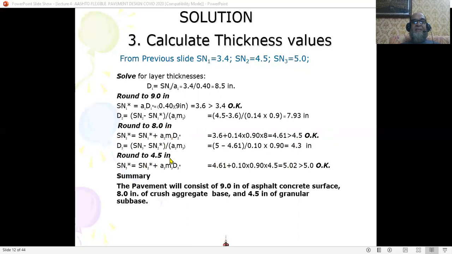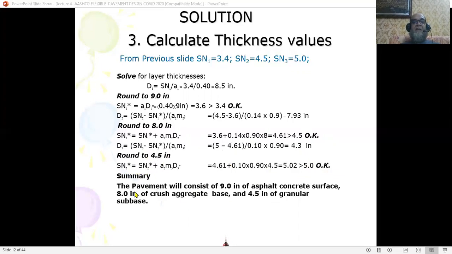Last but not least, we will be interested in knowing SN3 as the D3 value. Again, we will use this relation. It comes out to 4.3. We round it to the next value of 4.5 inches. Calculating SN3 provided, you will find this becomes 5.02, greater than 5. Even if it is equal, then we'll go ahead. So finally, we have designed a pavement.